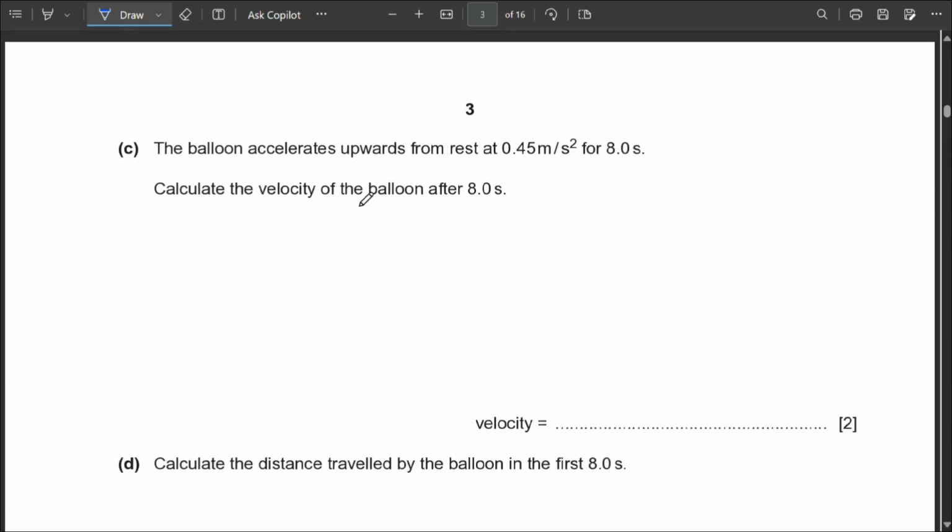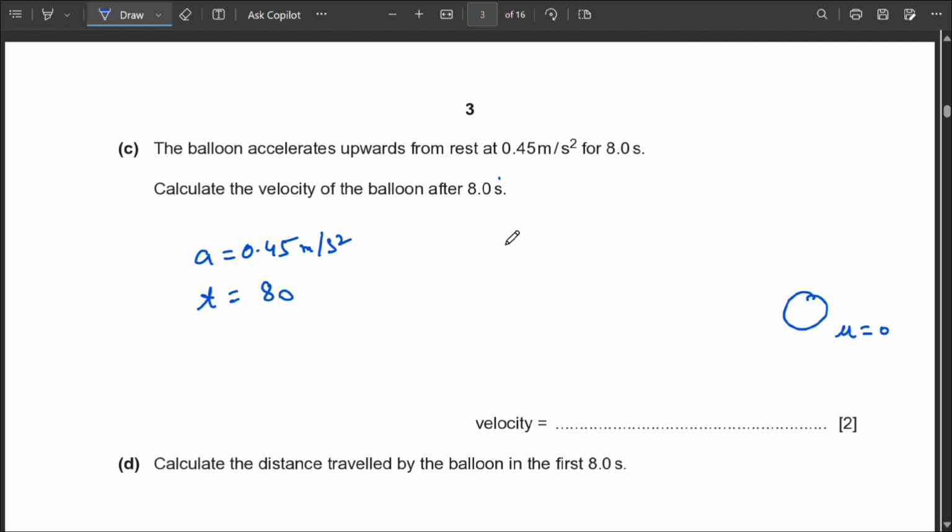The balloon accelerates upward from rest. So initially this was at rest. Take this as rest, means initial velocity is 0. You should be knowing that u stands for the initial velocity, v stands for the final velocity. The acceleration is 0.45 meter per second square for 8 seconds. They have given you the time, 8 seconds. Calculate the velocity of the balloon after 8 seconds.